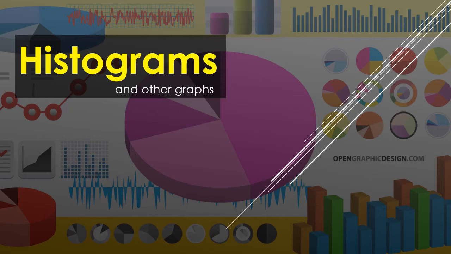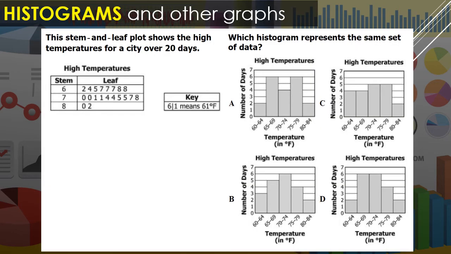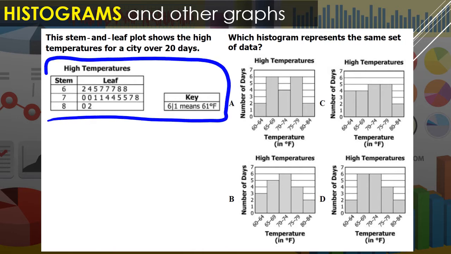In this edition of Mr. Peterson Presents, we're going to be talking about histograms with other types of graphs. So here we're given this problem. It says this stem and leaf plot shows the high temperatures for a city over 20 days. And so here we're given our stem and leaf plot. And the question is, which histogram represents the same set of data?